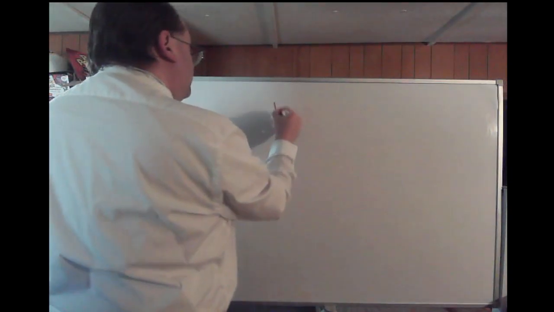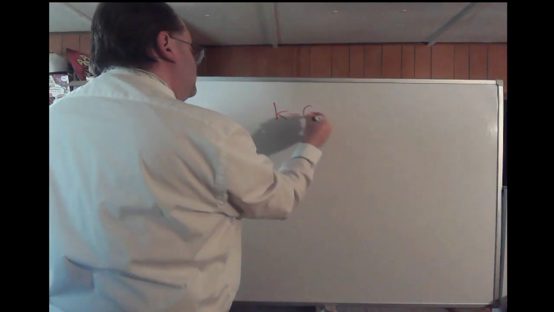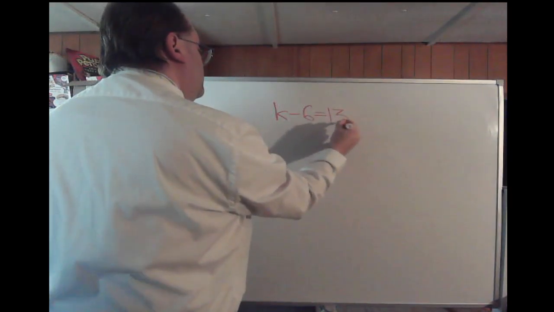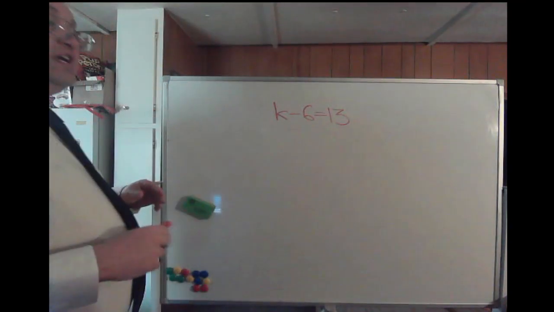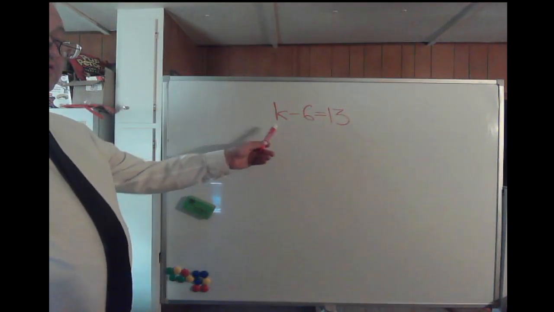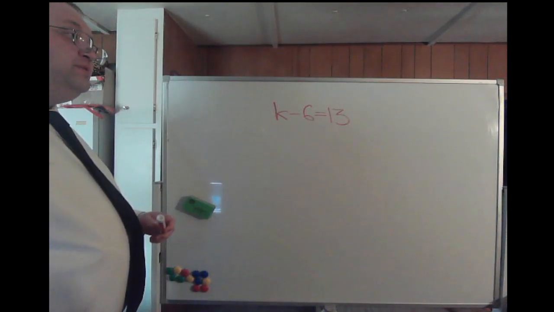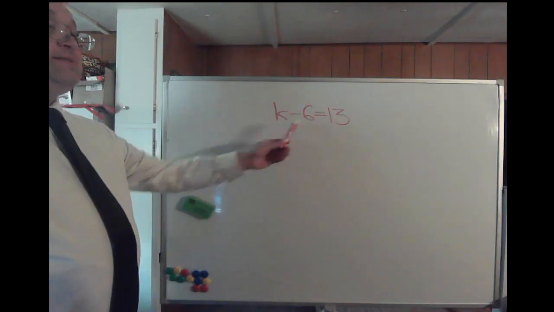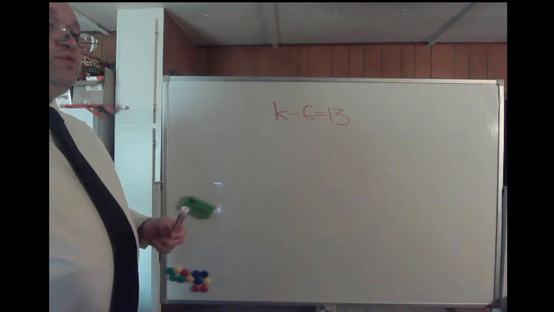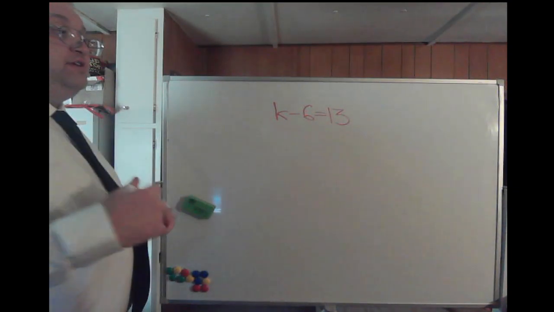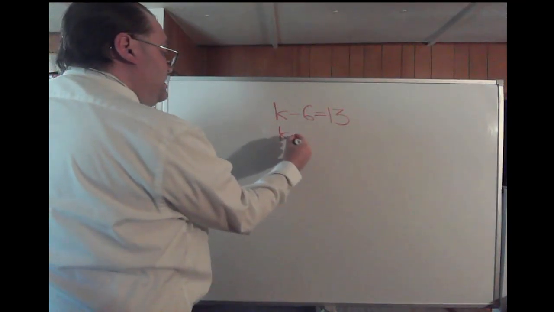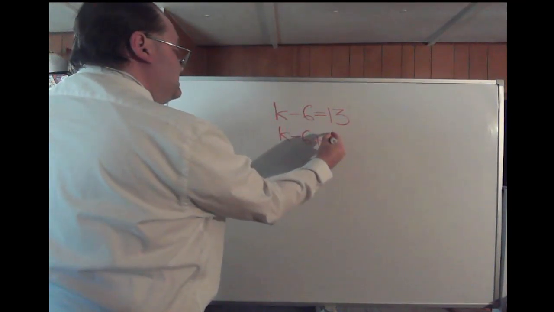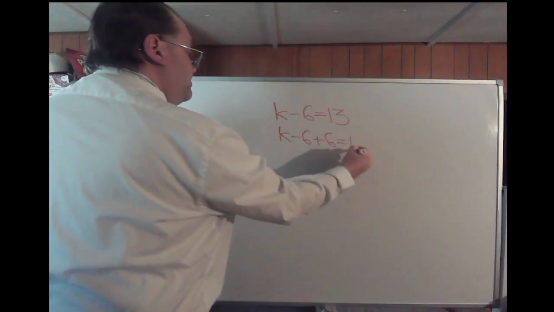Alright. Now how about if we had something like this? k minus 6 equals 13. Of course, like before, you want to get the variable by itself. Well, you have minus 6. What you can do is you can add 6. If you have minus 6, you'll plus 6 to get rid of that negative 6. So you'll do k minus 6 plus 6 would equal 13.